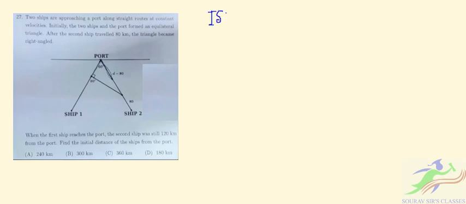So this question is from the ISI 2022 paper of BSTAT BMATH, code is UGA. The question number 27 is saying that two ships are approaching a port along straight routes at constant velocities.